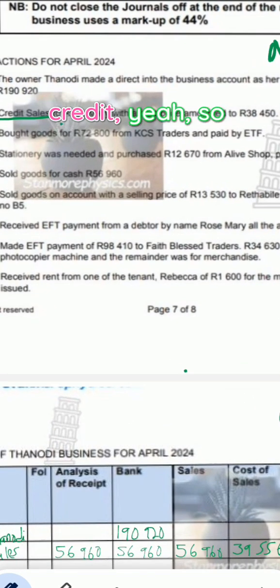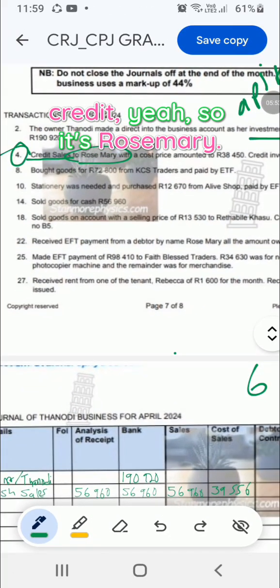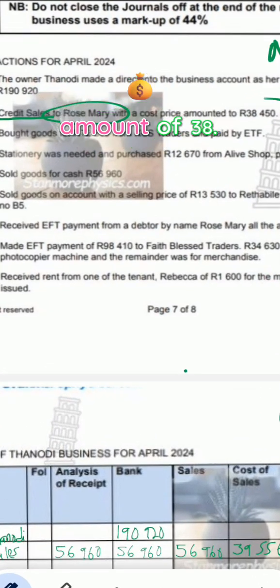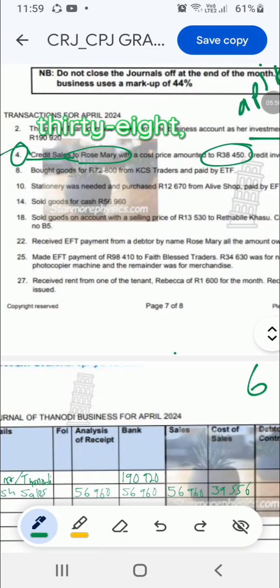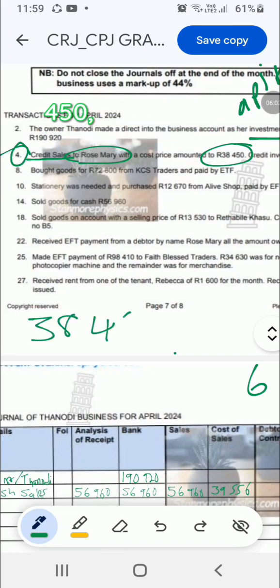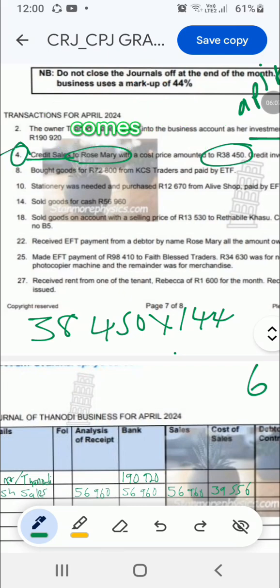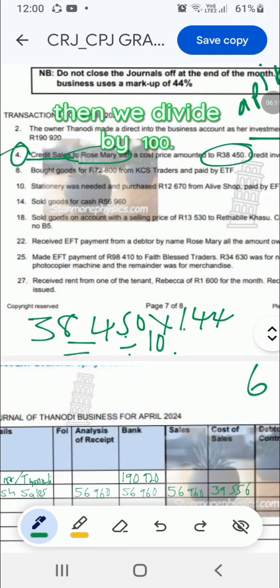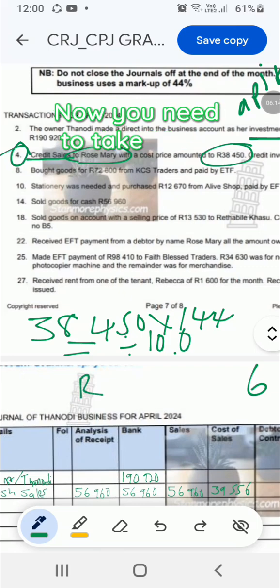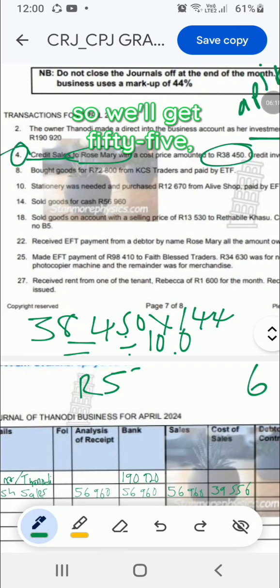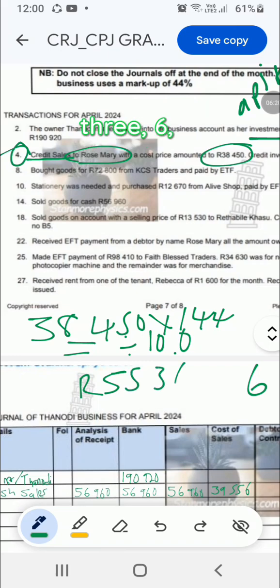Yeah, so it's Rosemary. She took credit with a cost amount of 38,450. So we're going to say 38,450 multiplied by 144. By now you know where it comes from. We get the answer, then we divide by 100. Now you need to take some time and practice this. So we'll get 55,368.